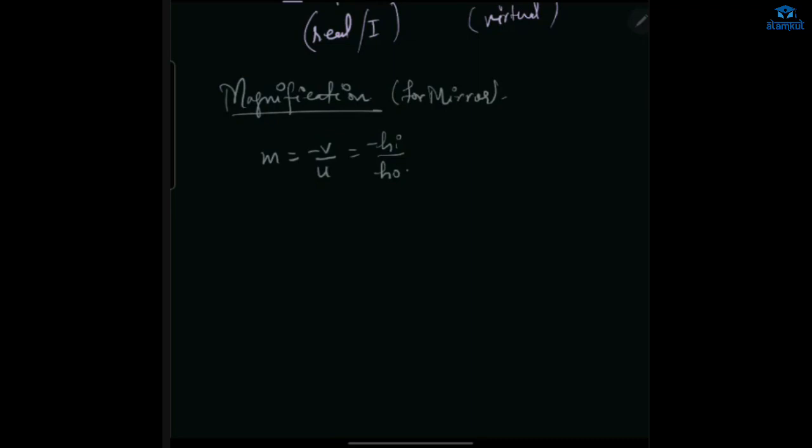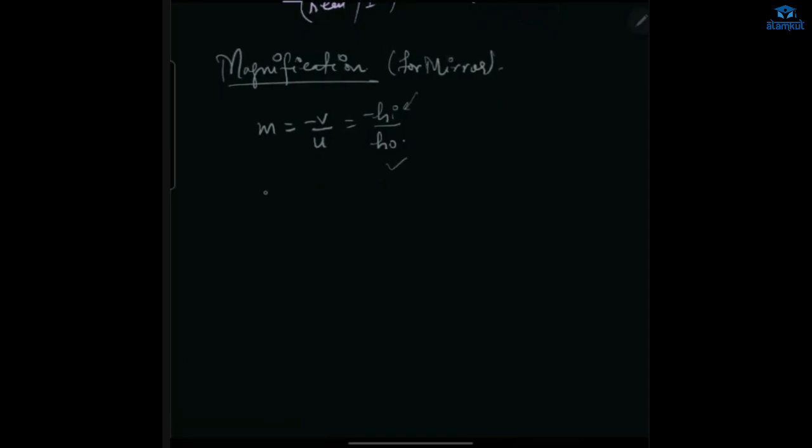M is equal to minus v by u. M stands for magnification, and v by u means image distance upon object distance. Here it will be minus hi by ho, where hi is the height of the image and ho is the height of the object. Now, based on these two formulas, we'll solve two questions today. So m is equal to minus v by u is equal to minus hi by ho, and the mirror formula is 1 by v plus 1 by u is equal to 1 by f.